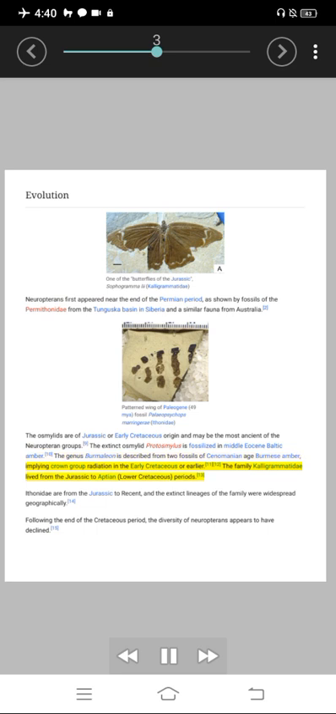The family Calligrammatidae lived from the Jurassic to Aptian, lower Cretaceous periods. Ithonidae are from the Jurassic to recent, and the extinct lineages of the family were widespread geographically. Following the end of the Cretaceous period, the diversity of neuropterans appears to have declined. Phylogeny.